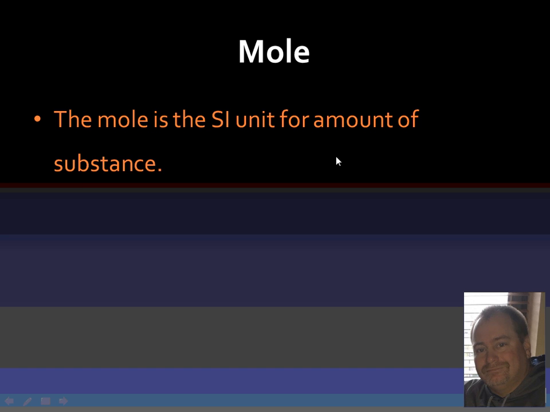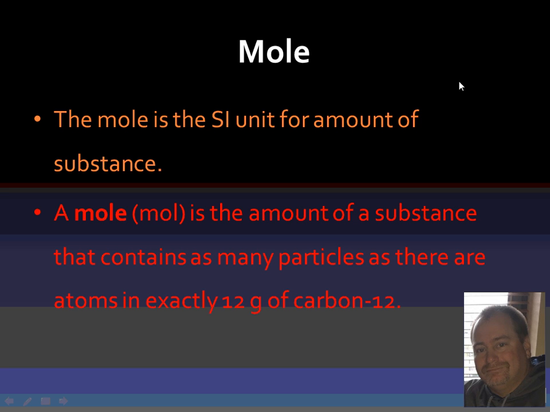That leads us to the mole. What is a mole? A mole is the SI unit for the amount of a substance. We abbreviate the mole MOL. It's not really a great abbreviation. You're only losing one letter, right? But nonetheless, MOL is how we abbreviate the mole. The mole is the amount of substance that contains as many particles as there are atoms in exactly 12 grams of carbon-12. So the amount of particles there are in exactly 12 grams of carbon-12.